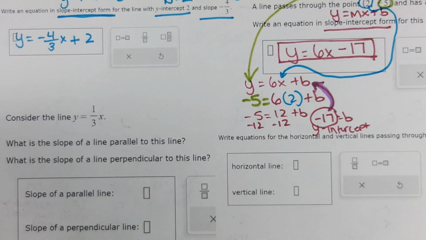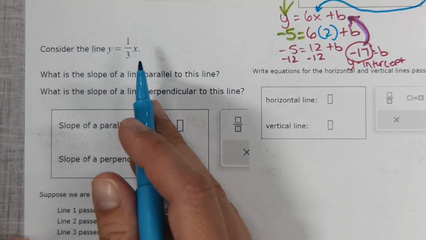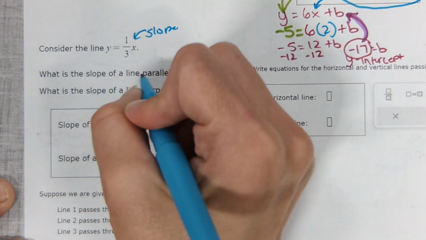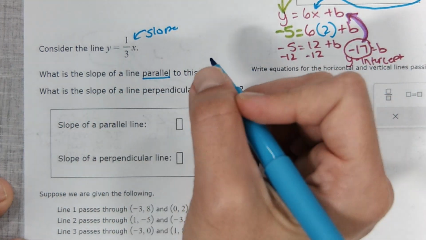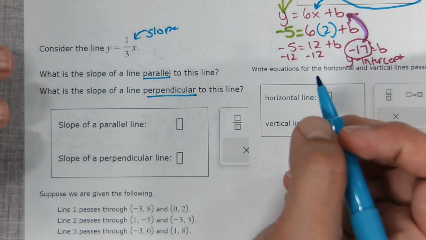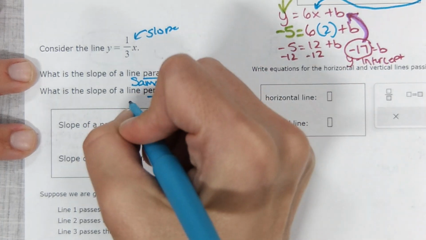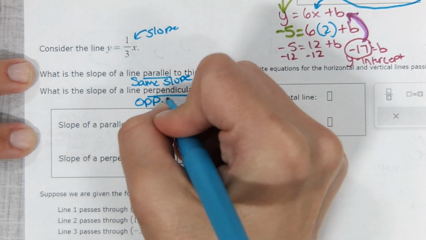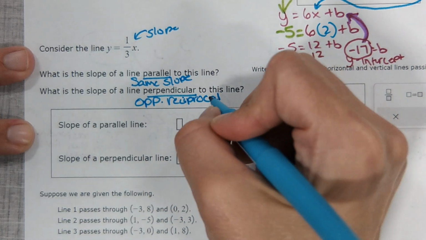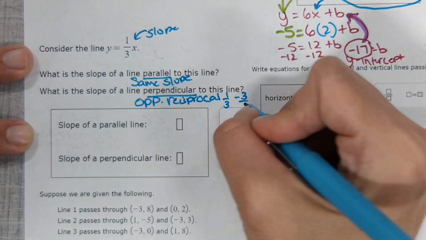Okay, then down here, this one is pretty simple and straightforward. Consider the line y equals 1/3 x. So this would be the slope of the line, 1/3. What is the slope of a line parallel to this line and the slope of a line perpendicular to this line? Parallel would have the same slope, and then perpendicular, the slope would be the opposite reciprocal. So like 1/3 and -3/1, opposite sign and then flip the fraction.